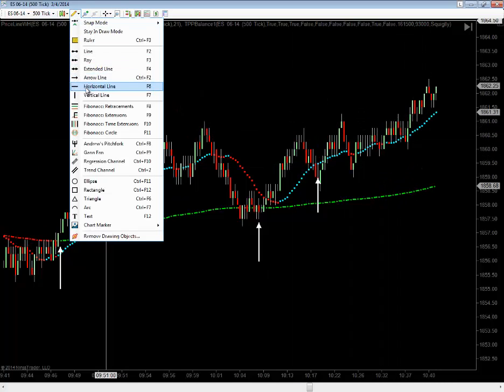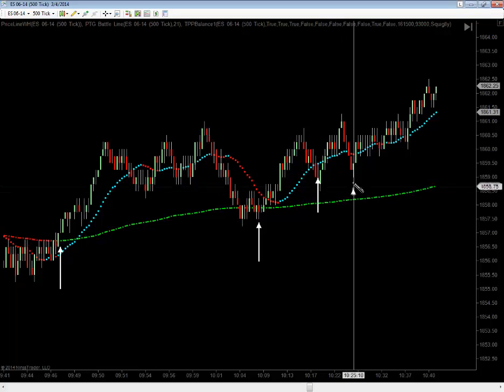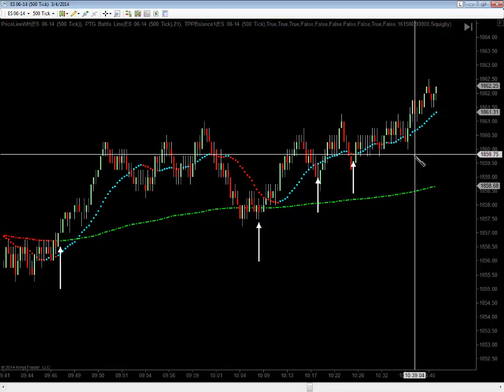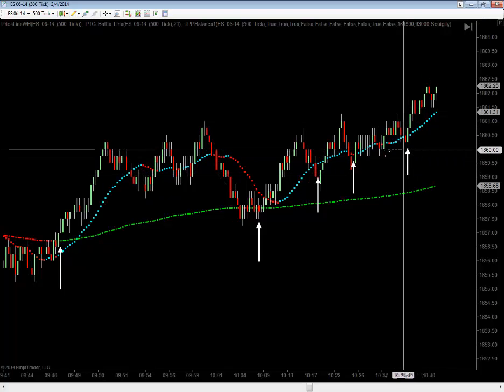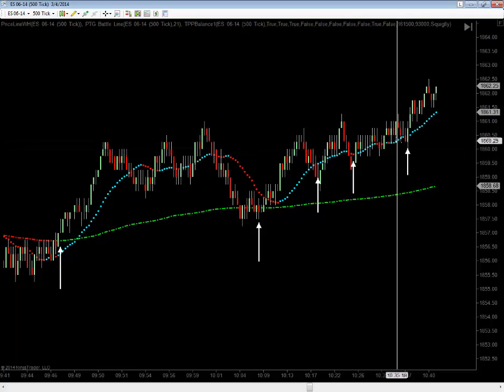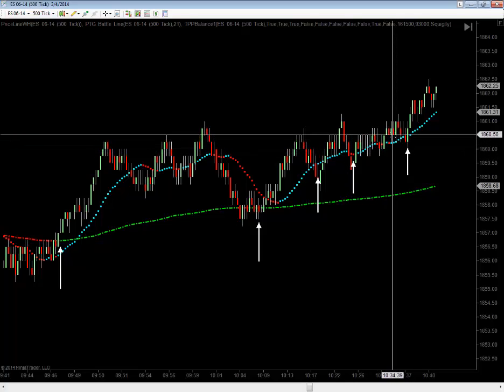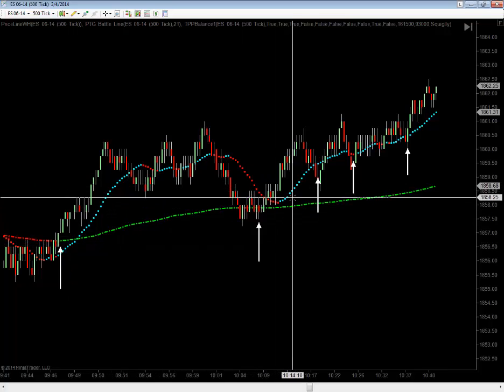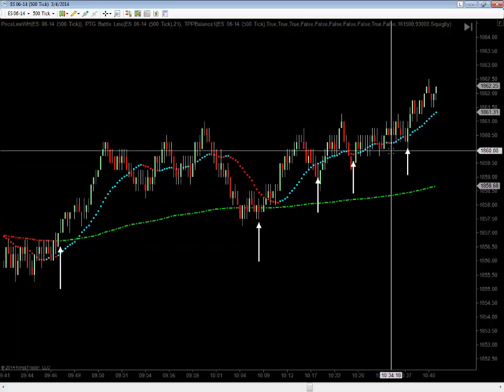So each time price pulled back to that battle line, at or around that battle line, new buys emerged. Okay, and it was clear at this point, as the morning was unfolding, that the battle between the bulls and the bears was won decisively by the bulls.